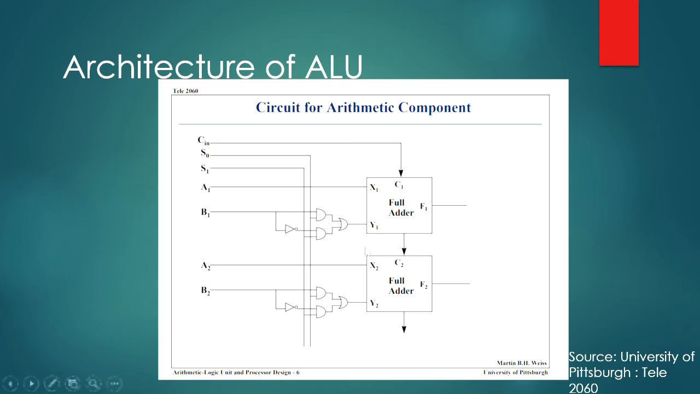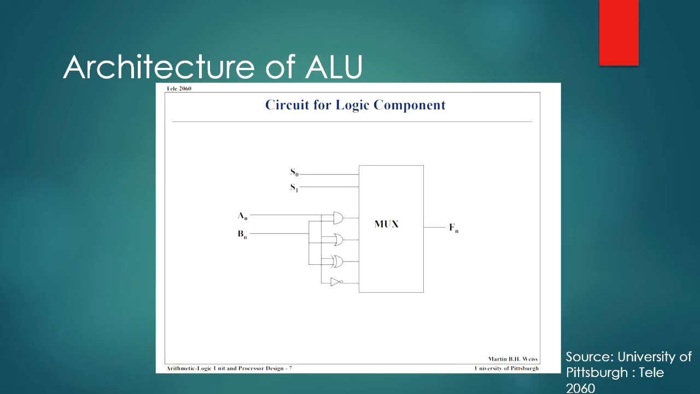Based on the select lines and the inputs, the circuit adds whatever input it receives before it goes towards the next stage, or before it's sent towards the multiplexer after the output has been computed. The logic component is pretty simple. Again, it has another mux, or multiplexer, and based on the select lines, you have S0, S1 and your AB as output. Once the output is generated, it goes towards Fn.